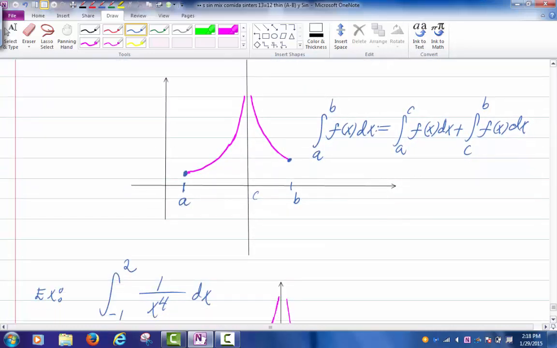Another situation that can happen: I have the interval from a to b. The function is continuous everywhere between a and b, except there is one point c inside the interval where the function has an infinite discontinuity. At c I have a discontinuity, otherwise continuous. So what's the integral from a to b then? It is defined as the integral from a to c plus the integral from c to b. Do I have a definition for the integral from a to c? Yes. Do I have a definition for the integral from c to b? Yes. So this is also called type 2.